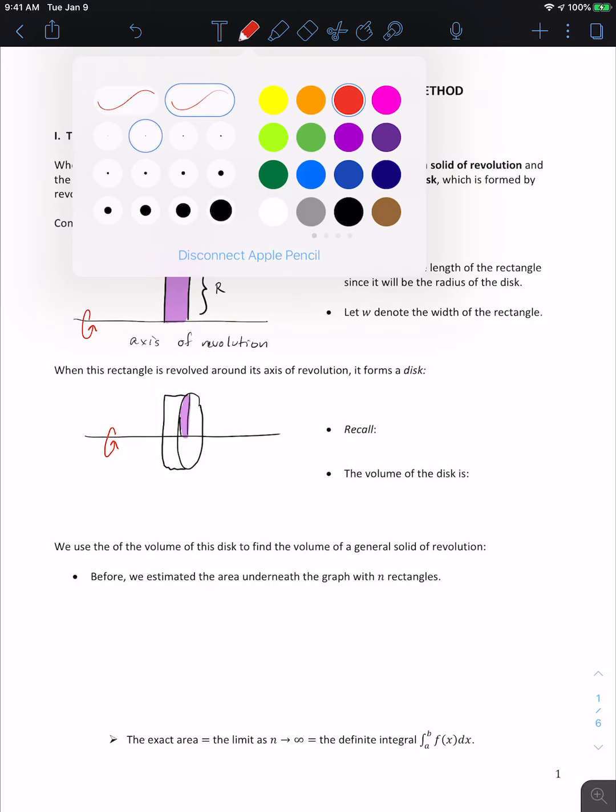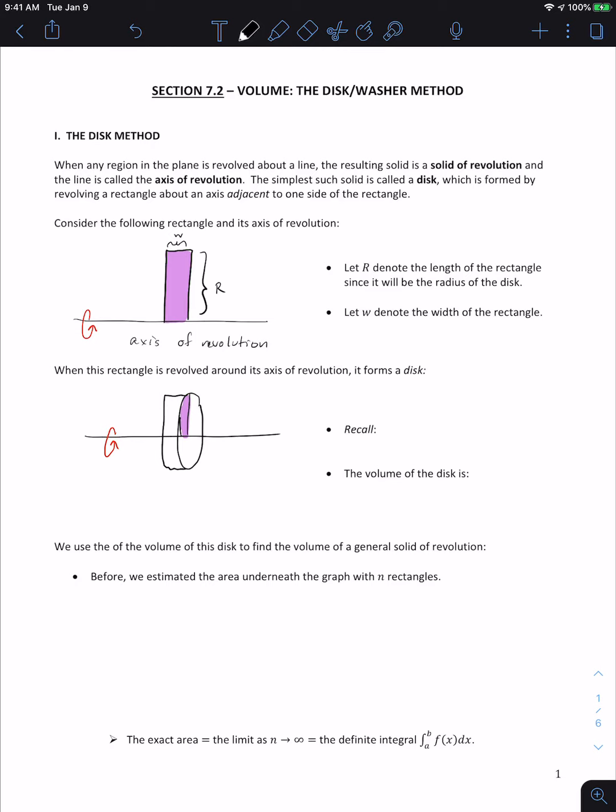Okay, so we're interested in volumes. First, how do we find the volume of a disk in general? Well, this three-dimensional disk is a cylinder. So the volume of a cylinder in general is pi r squared times the height. Why? Well, we take the area of the circle, and then we multiply it times the height of the cylinder. And that gives us the volume. So that's in general.